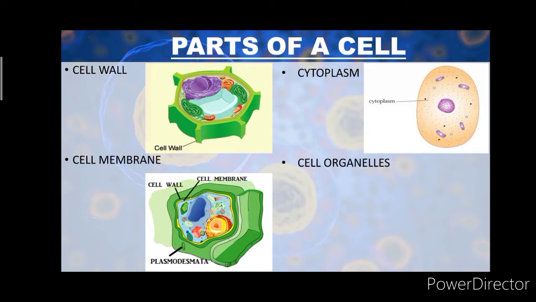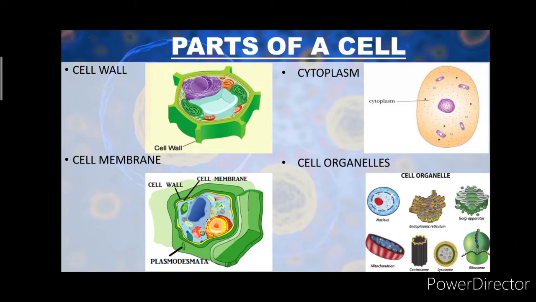So the next part of a cell is the cell organelles. Now here I have actually shown you few cell organelles like the nucleus, endoplasmic reticulum, Golgi apparatus, mitochondria, etc. We will be learning the important ones that we will require in this particular lesson in detail. So let us quickly start with the different types of cell organelles which are present in a cell.